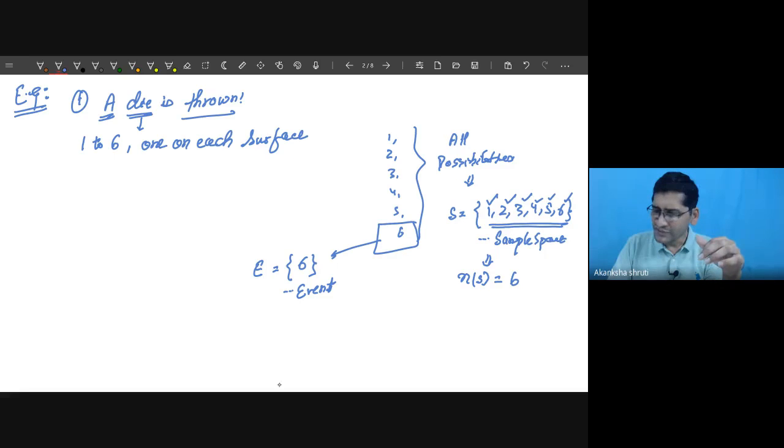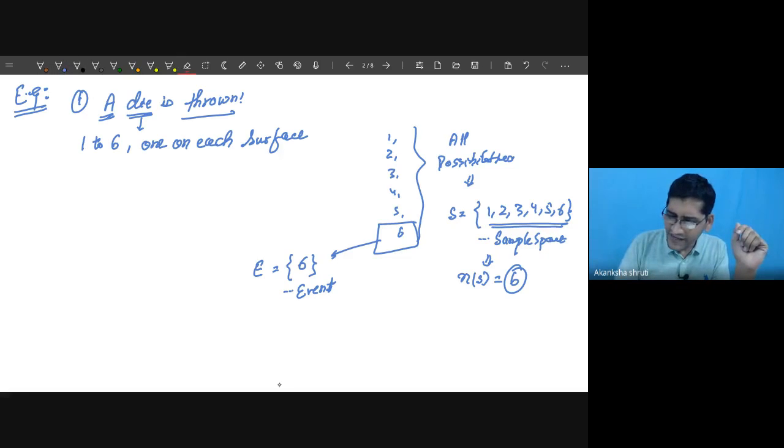Do not confuse that this 6 is the same as this 6. Since the numbers here start from 1 and go to 6, it is matching, but it need not always be like that. If the die is numbered from, say, 8 to 14, still the number of outcomes can be 6 only, though you may get 8 or 9 or 10 or 11 or 12 or 13 or 14.